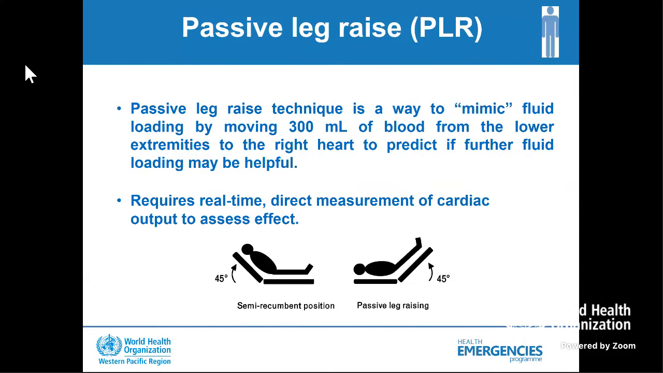With a passive leg raise, what you're doing is you're mimicking a fluid bolus of 300 milliliters. When you raise the legs 45 degrees, the blood from the legs goes into the heart. However, to get an accurate prediction of the fluid responsiveness with the passive leg raise, blood pressure reading is not enough. You must use some kind of cardiac output measurement with either cardiac ultrasound or use of an arterial line, which is another invasive procedure.